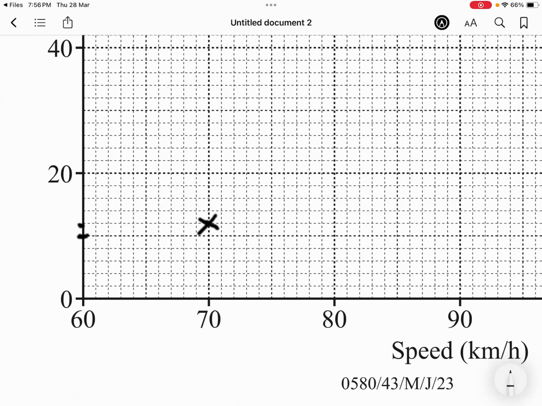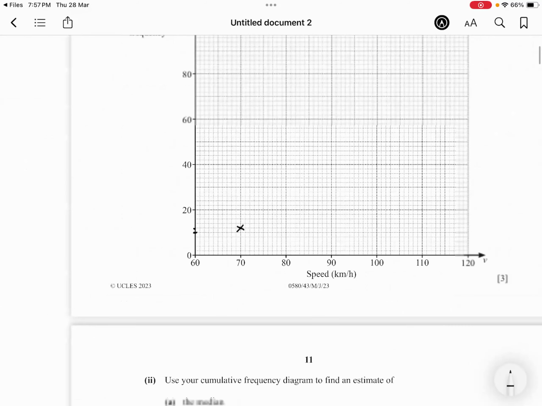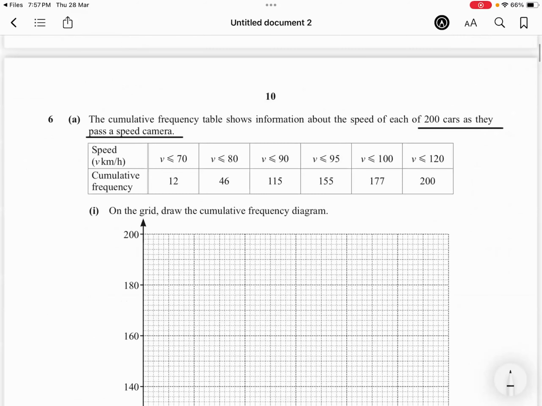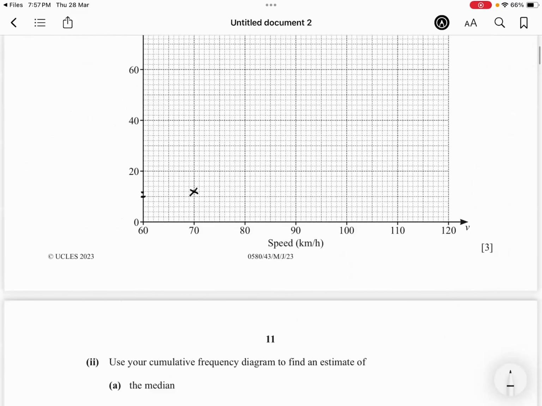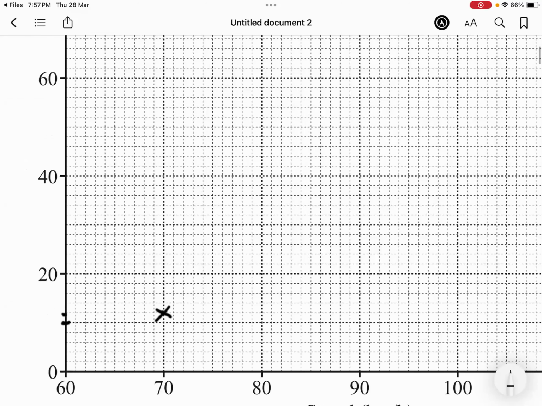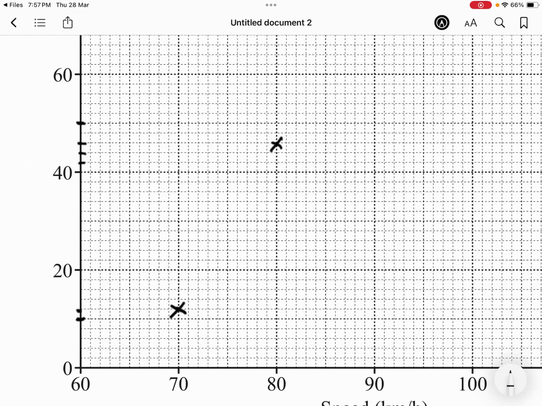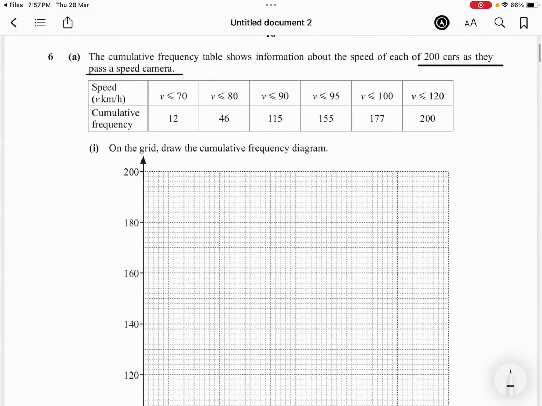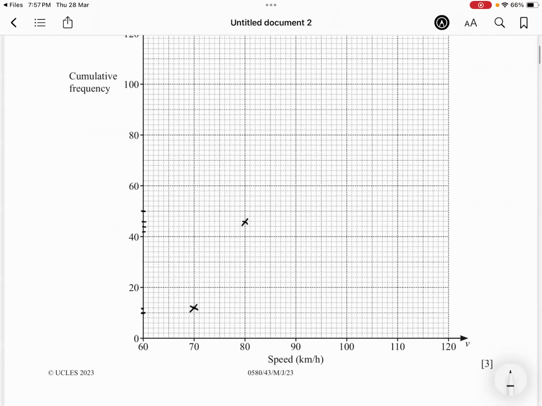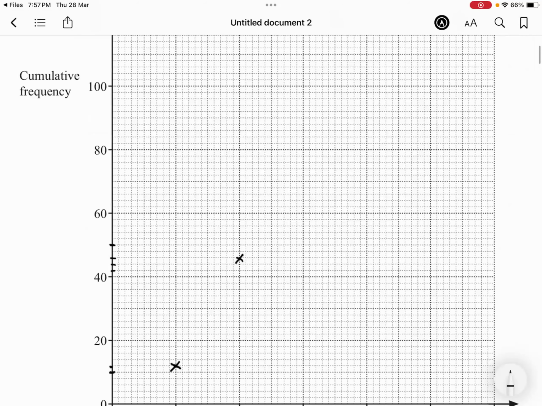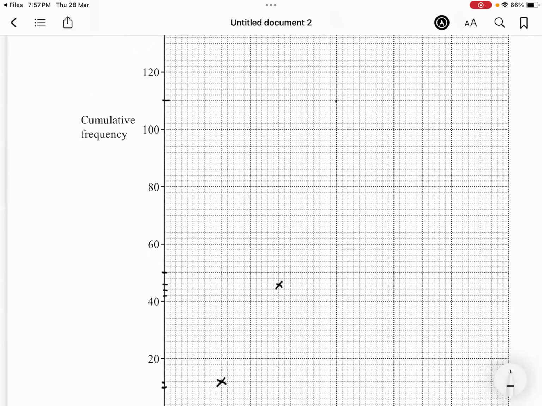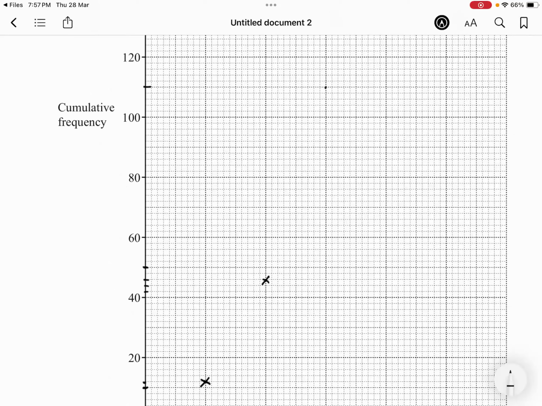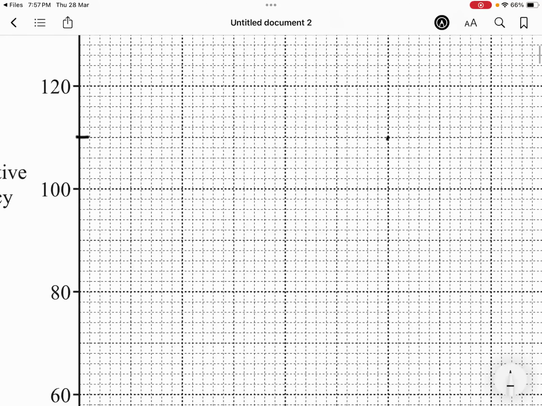So let me cross this point. Okay, 80 is 46. That is 80, that is 50, 42, 44, 46. So 80 is 56. 90 is 115. Let's find out 115 first. So that would be 115. Yes or no? No, that is 110. That would be 115. So 115 would be this point.